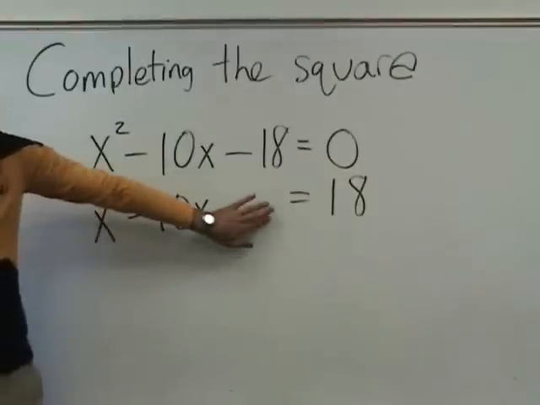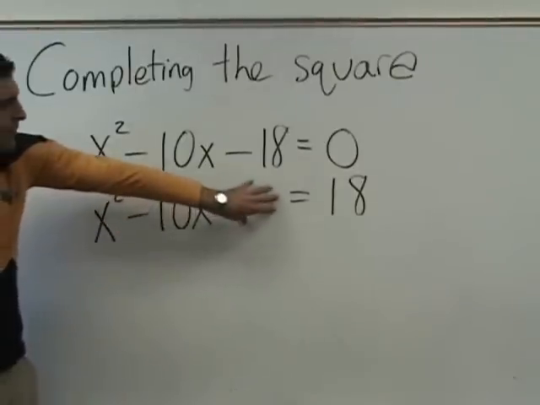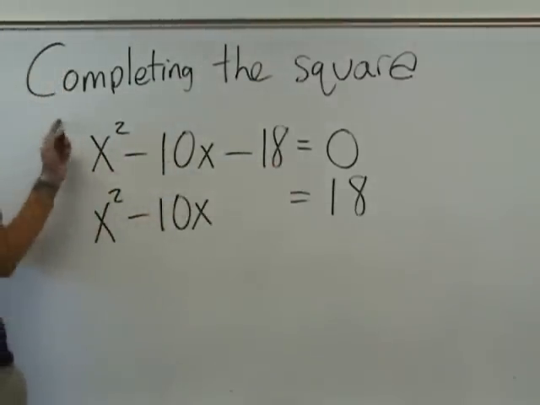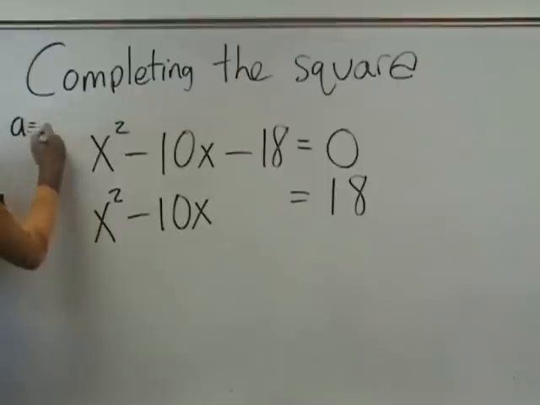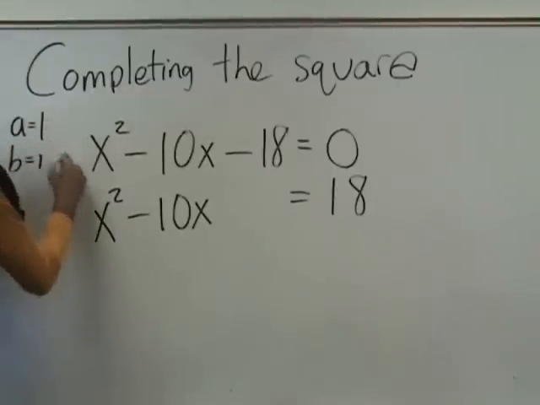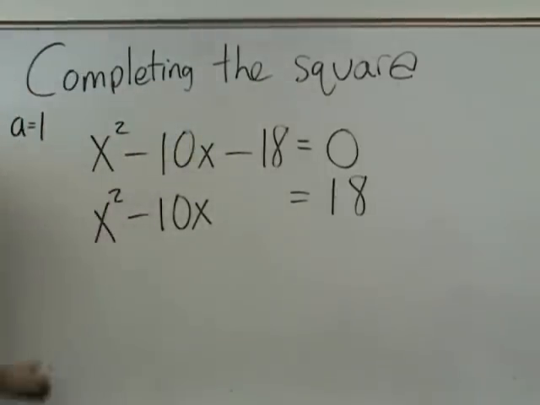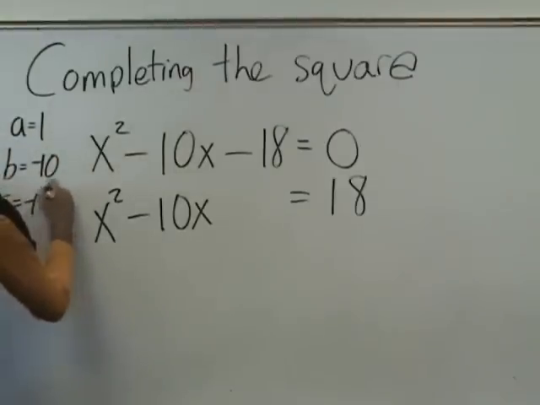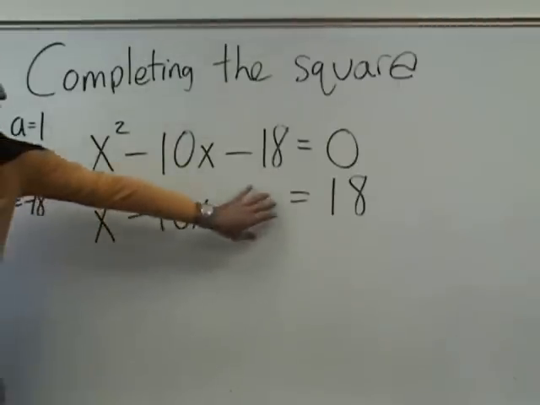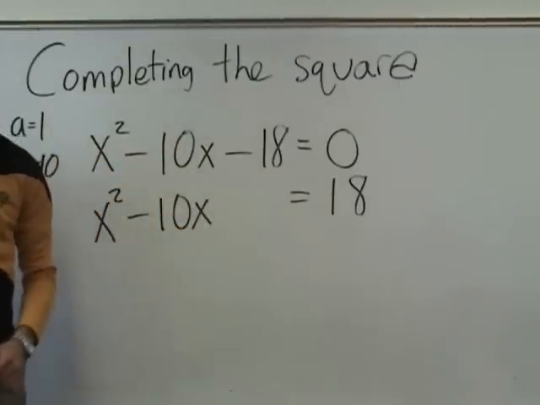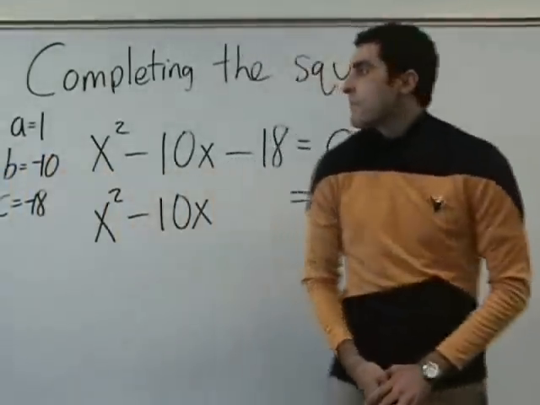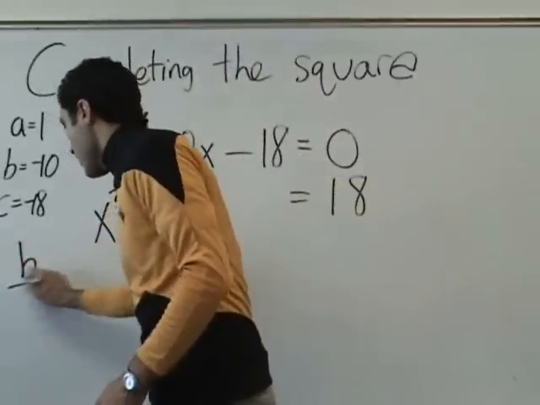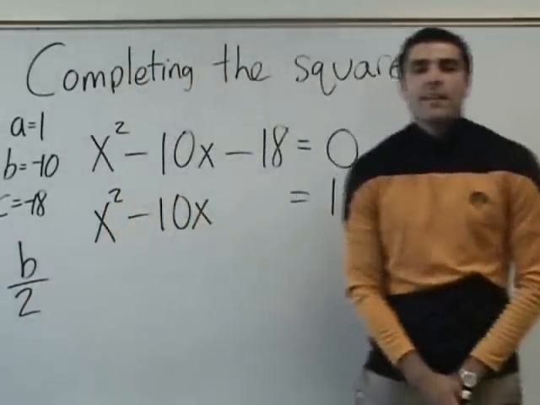All right, so the number here has to do with B. We're going to change B around. The formula has A, B, and C in it. A equals 1. B equals negative 10. And C equals negative 18. For now. So this number here, you take B, you half it. What's half of B? Negative 5. Correct. That's B over 2. So take B and half it, we get negative 5.